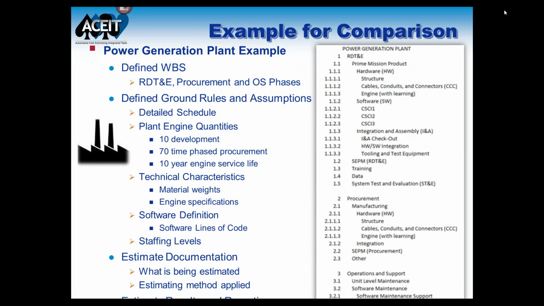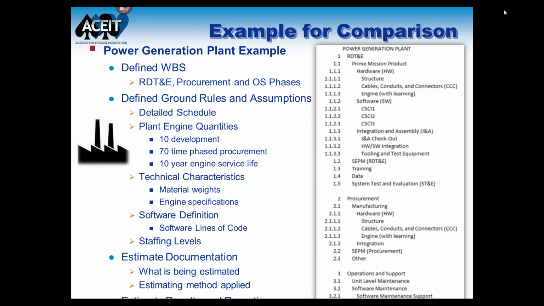So before I start to go into the actual comparison, I'll just take a second here to explain the little estimate that we put together. I used a power generation plant as the example. The main work breakdown structure for this particular example project is exactly 37 rows long.